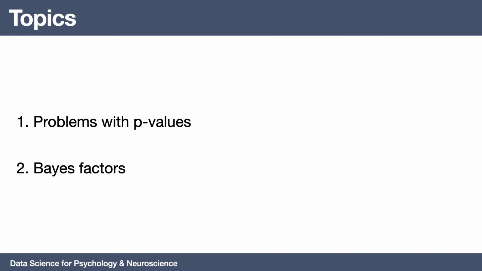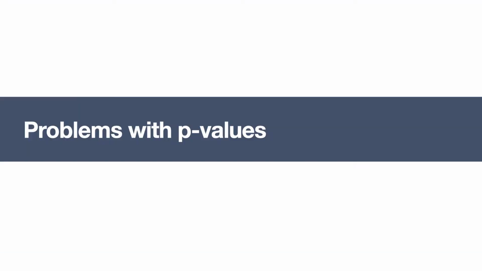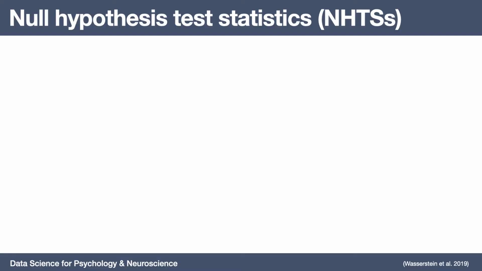The primary topics we'll be going over today are problems with p-values and Bayes factors. In a prior lecture, we went over ways to reconceptualize how to work with the p-value and null hypothesis test statistics. We're going to briefly touch on these topics again with a focus on an alternative utility to evaluating hypotheses.